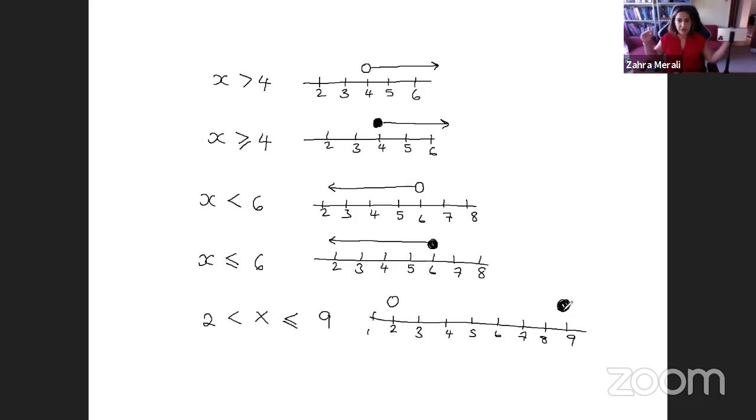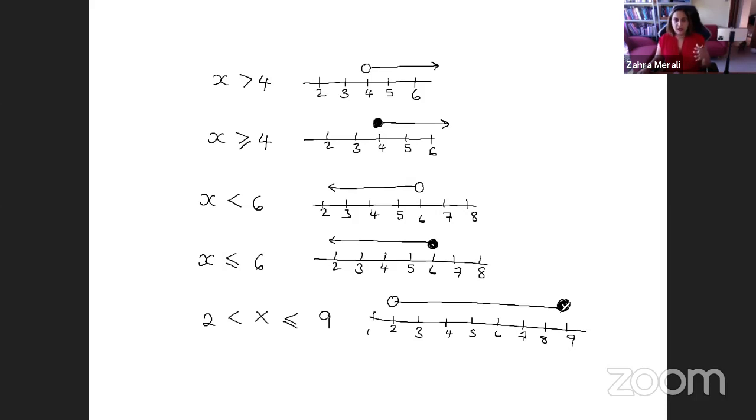I want everything between the two numbers. So I want to know greater than 2 and less than or equal to 9. So I'm going to join it up like that. So those are my inequalities on number line.